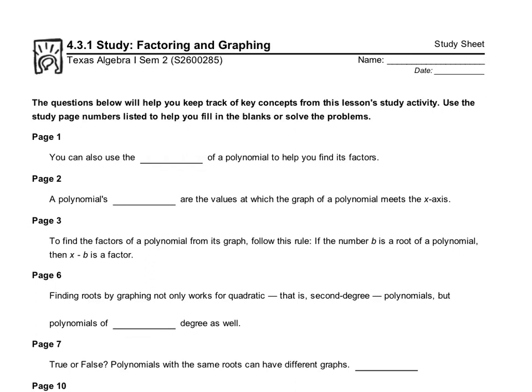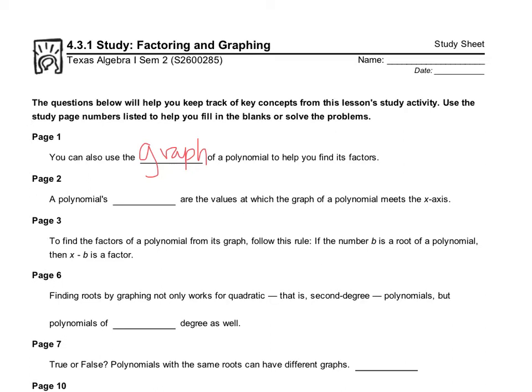So we've been using the calculator to help us factor polynomials, and we've learned how to factor quadratics, trinomials. But you can also use the graph of a polynomial to help you find its factors. The reality is this is actually easier than factoring the way we've been learning, but the problem is it doesn't work every single time, and so that's why we have to learn how to do both.